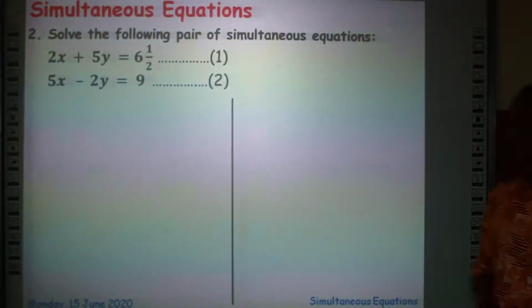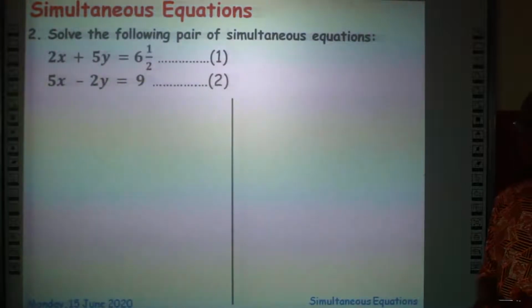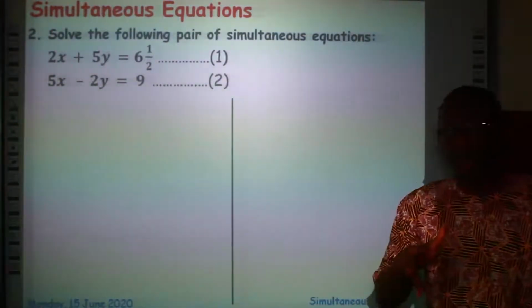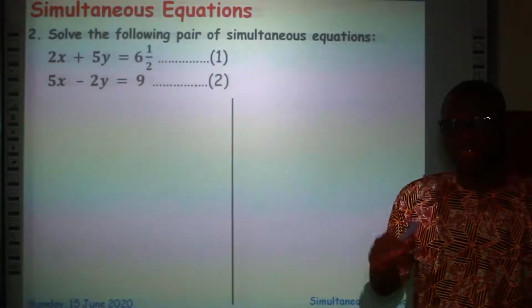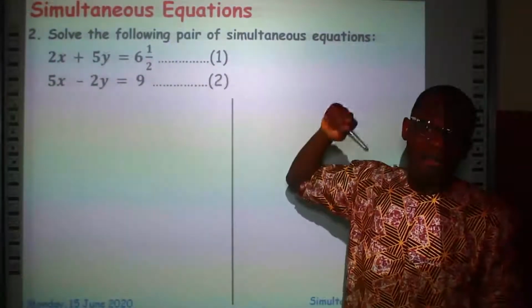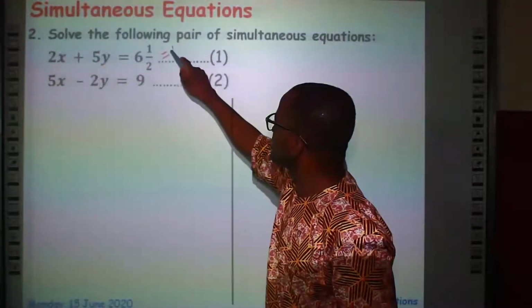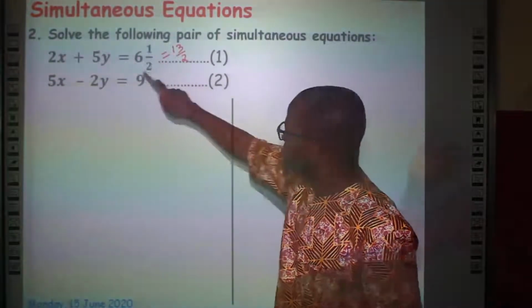2x plus 5y is equal to 6.5. That's equation 1. And then 5x minus 2y is equal to 9. Now, wherever you have a mixed number, I try as much as possible to write that as an improper fraction. So the 6.5, I would prefer to put in its place 13 over 2, because that's what you have when you convert the mixed number.